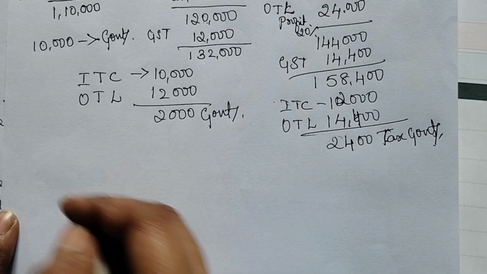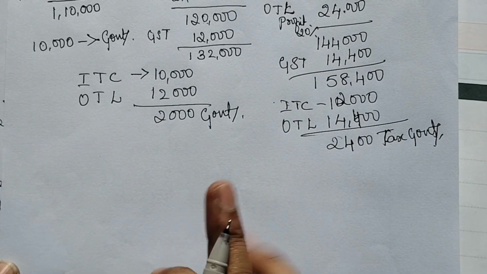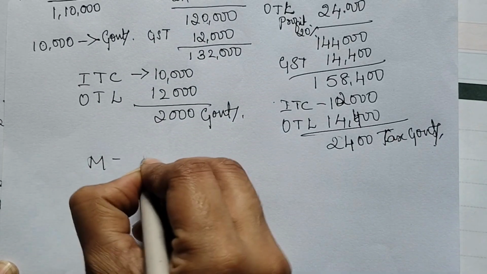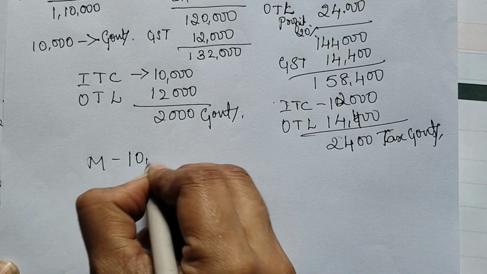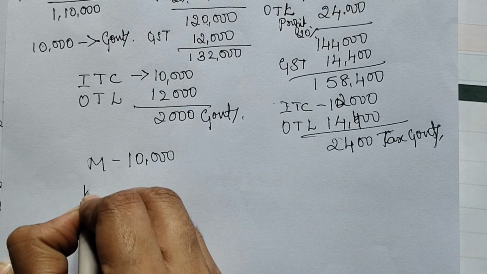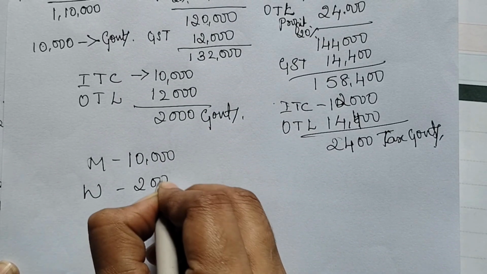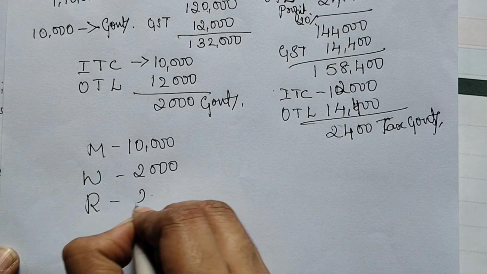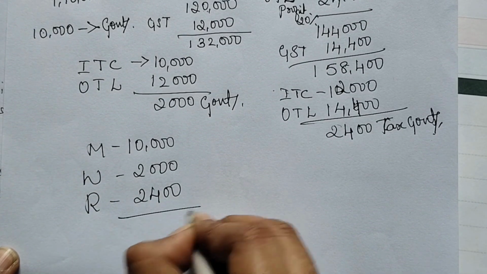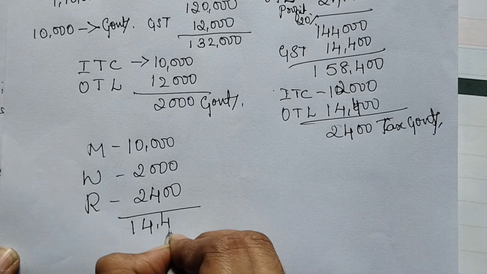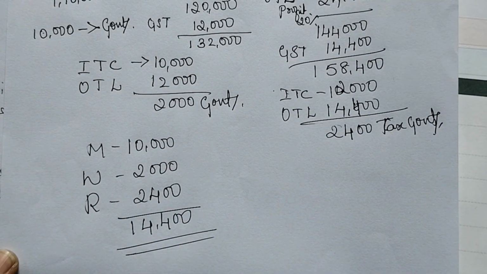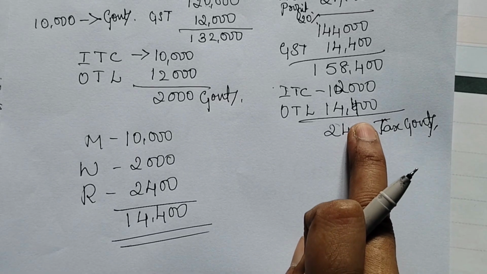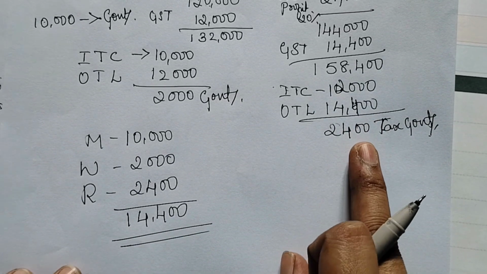See, let us see why GST is considered a value added tax. Now, the manufacturer paid how much? 10,000. The wholesaler paid how much to the government? 2,000. The retailer paid how much? 2,400. What was your total tax? 14,400. Whatever you have value added, finally how much tax has come? The same amount you got.